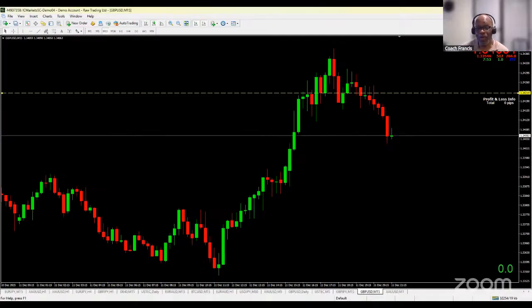We've taken a trade today on pound JPY, which was a profitable one, a smashing trade. And the whole idea is to make money from this, to generate an income from this on a consistent basis.